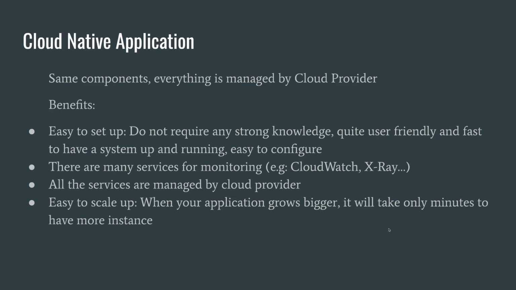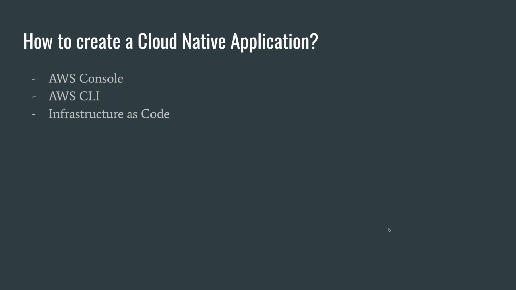And finally, it's super easy to scale up. You can have 1, 2, 3, 5 instances of your API gateway after a few clicks. You can have 2 or 3 or more databases, and it just takes a few minutes of your time. So that should be it about the benefits we get from the cloud native application.